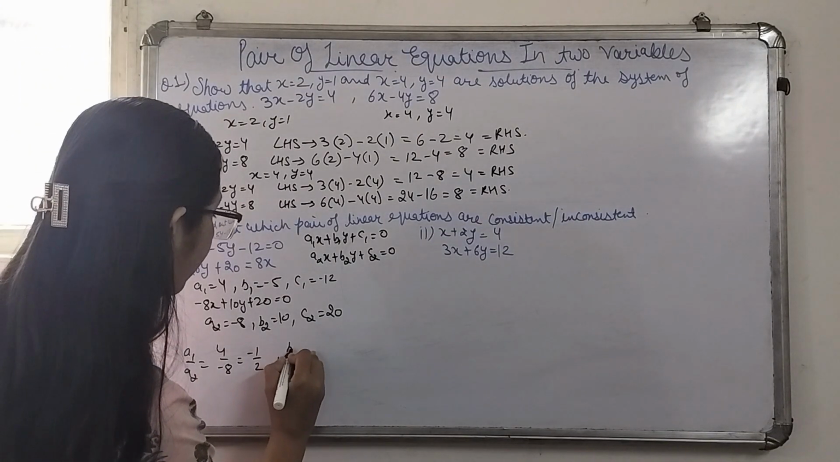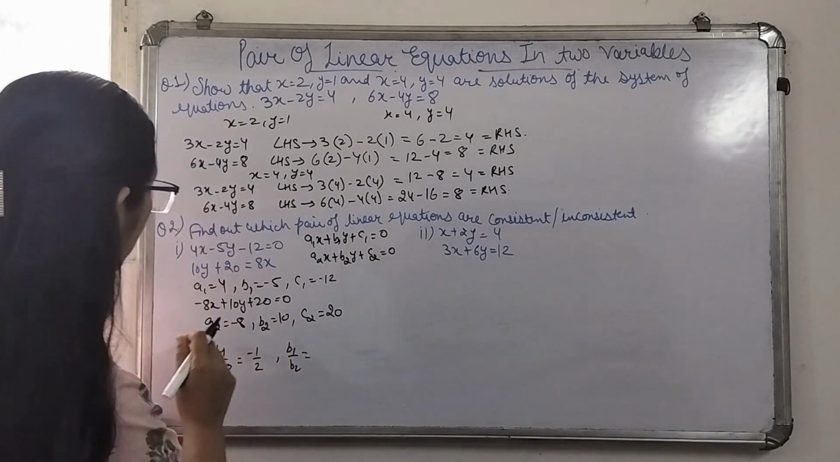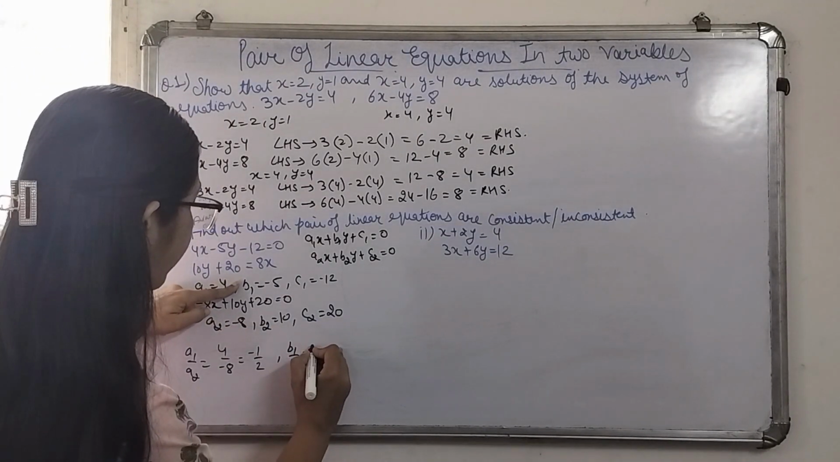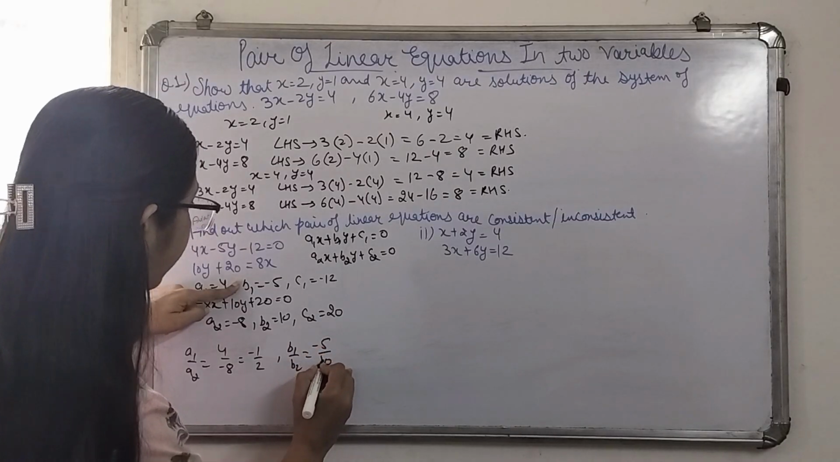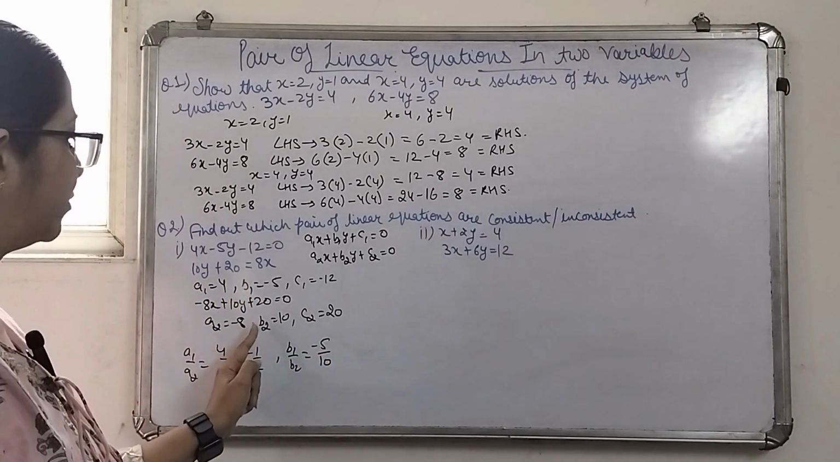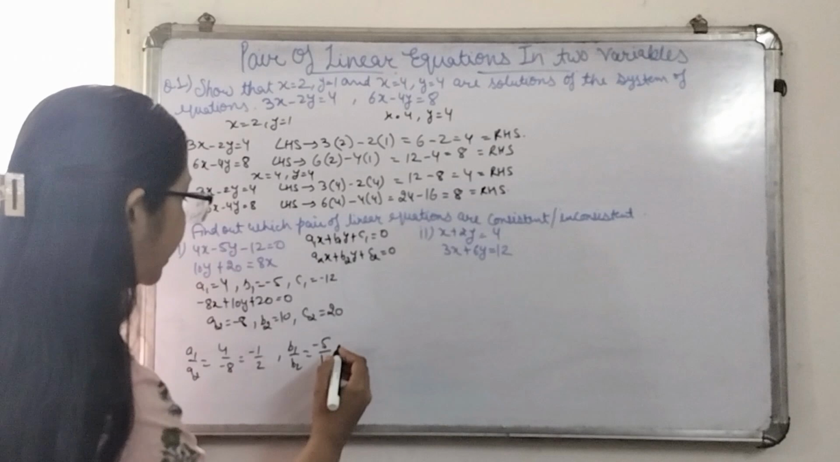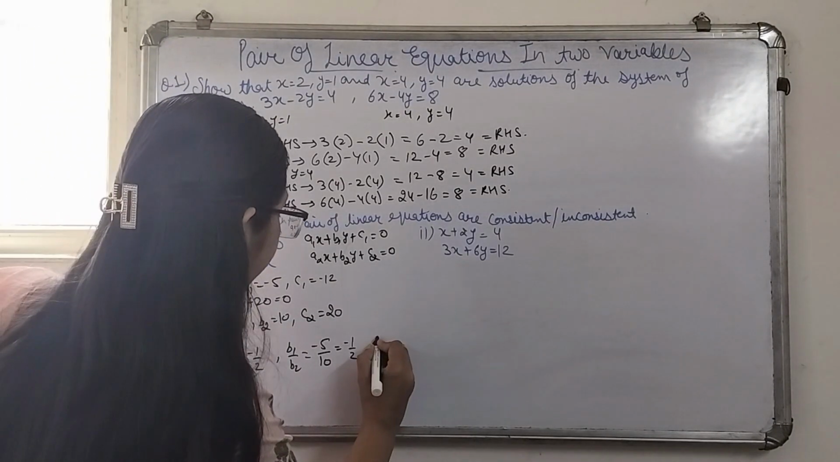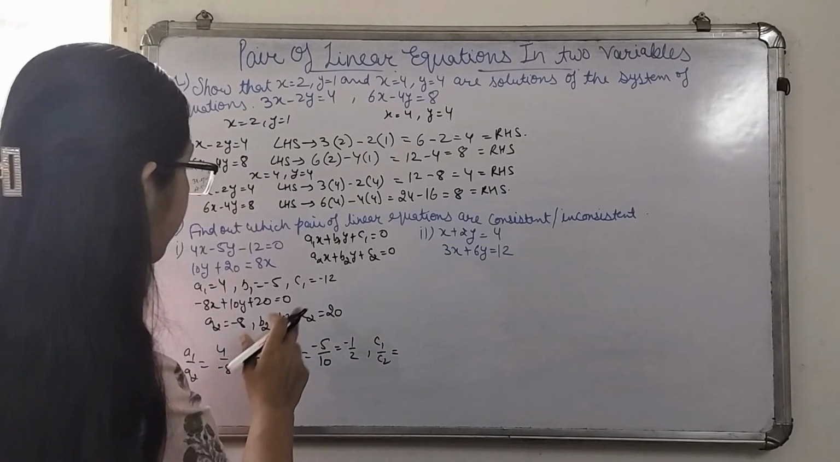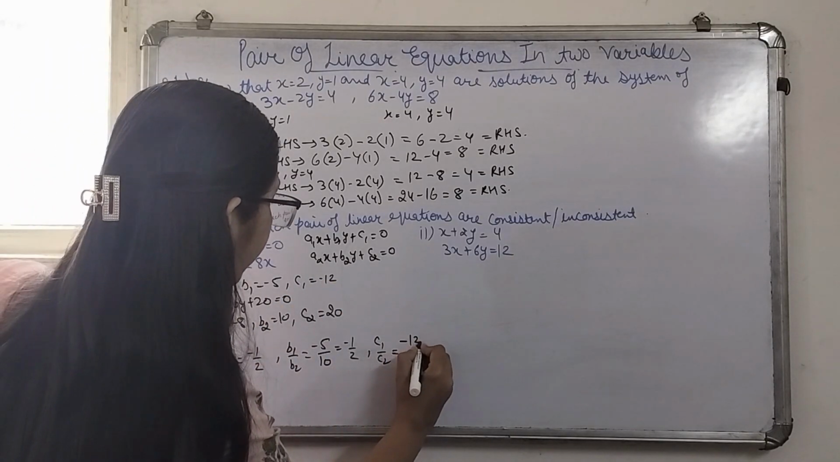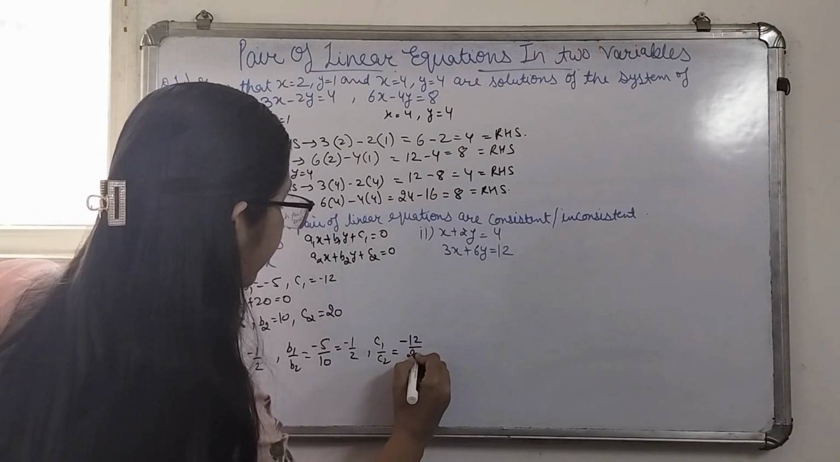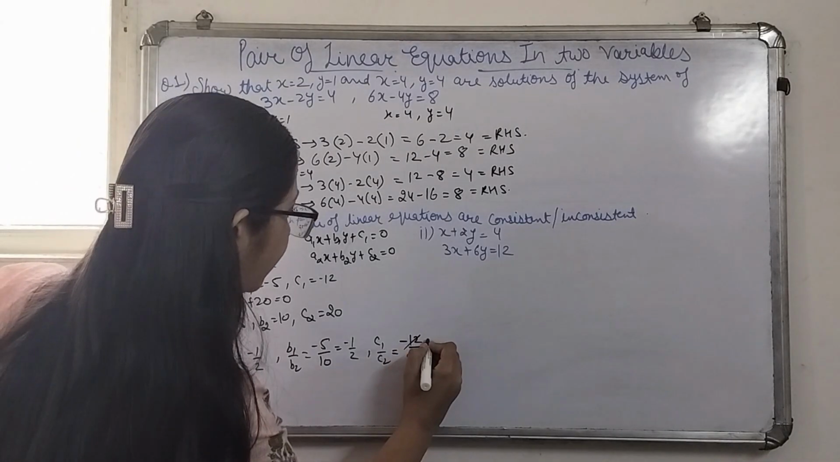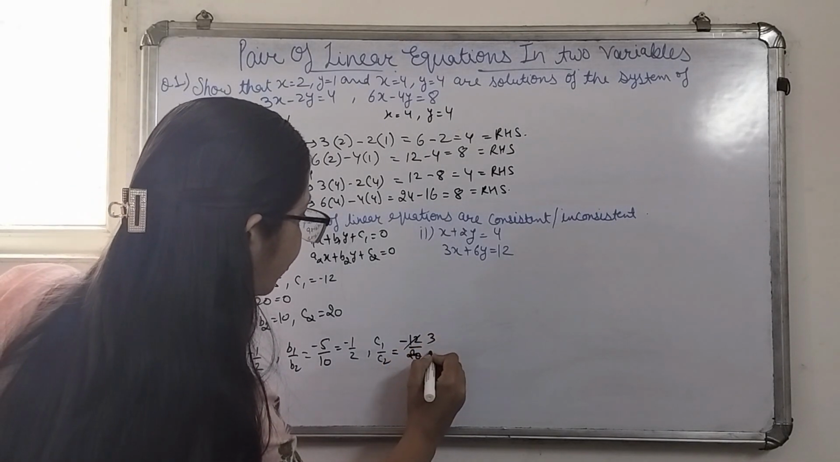What is the value of b1 over b2? It is -5 over 10, because the value of b1 is -5 and the value of b2 is 10. So again it is -1/2. Now we will see the values of c1 over c2. Here c1 is -12 and c2 is 20. If we reduce it, 4 3s are 12, 4 5s are 20.